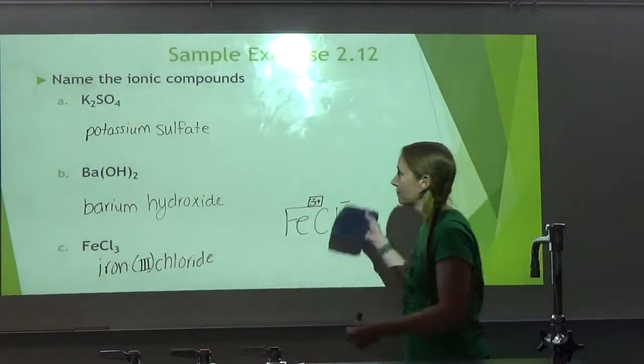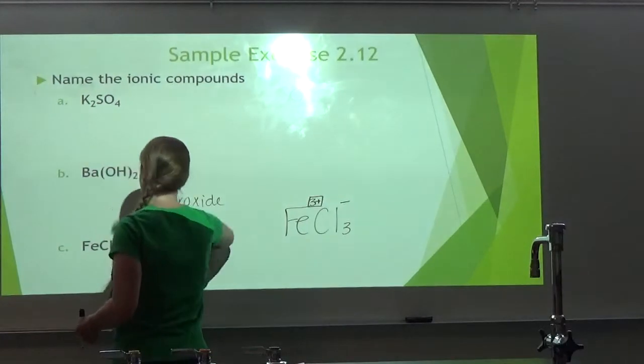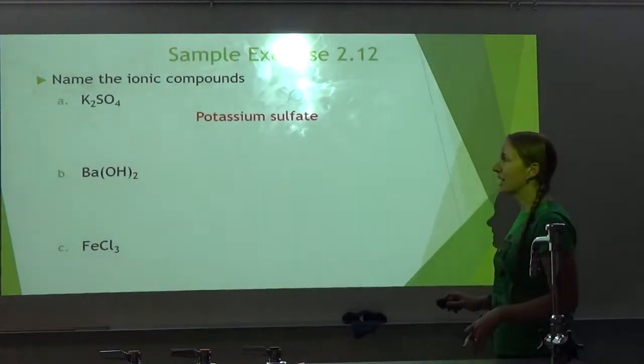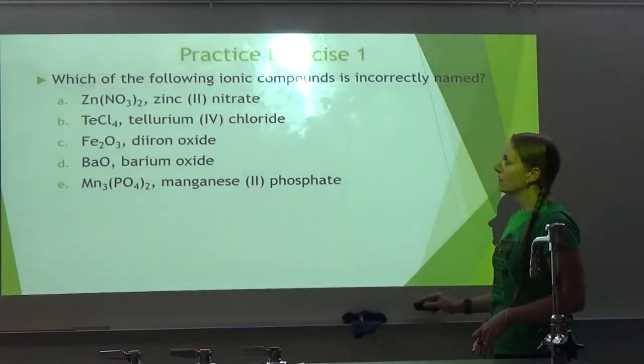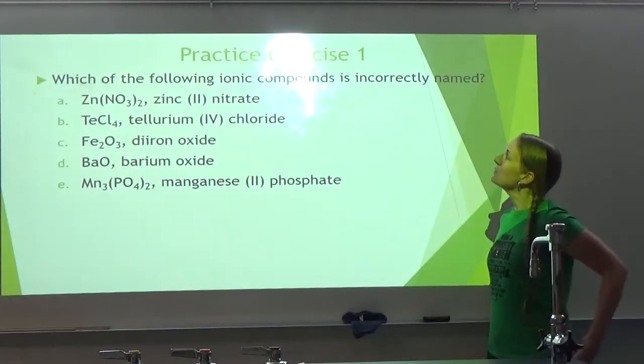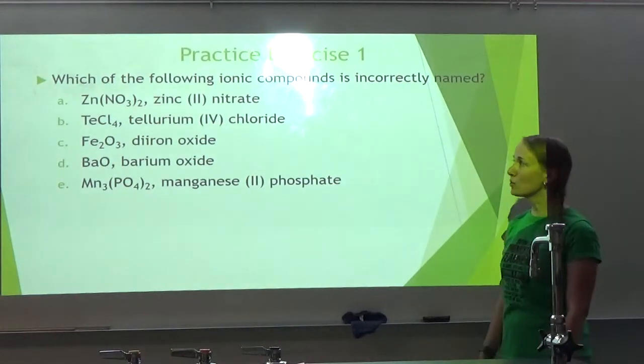Remember, Roman numerals were something that some of y'all had trouble with. You've got to get past that. We can't have trouble with that anymore. Oh, I thought I wrote chlorite by accident. I did not. All right, so it says, which of the following ionic compounds is incorrectly named?